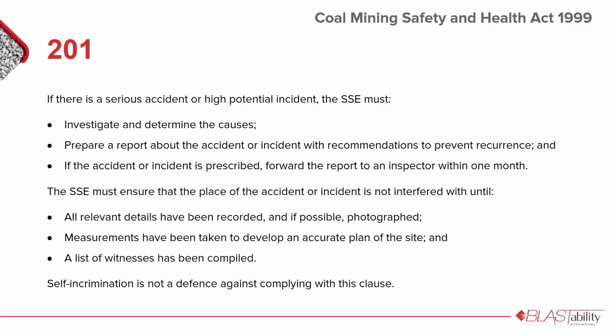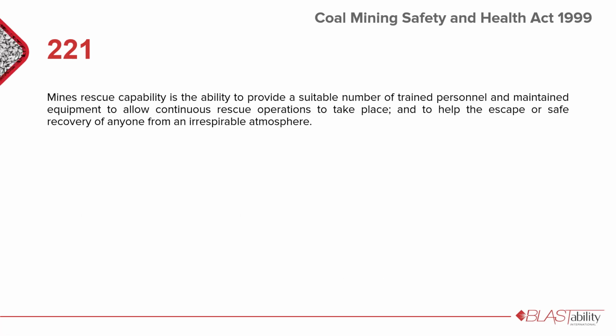201. If there is a serious accident or high potential incident, the SSE must investigate and determine the causes, prepare a report about the accident or incident with recommendations to prevent recurrence, and, if the accident or incident is prescribed, forward the report to an inspector within 1 month. The SSE must ensure that the place of the accident or incident is not interfered with until all relevant details have been recorded and, if possible, photographed. Measurements have been taken to develop an accurate plan of the site, and a list of witnesses has been compiled. Self-incrimination is not a defence against complying with this section.